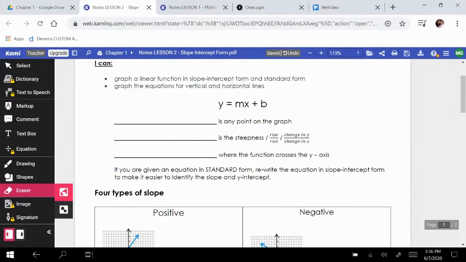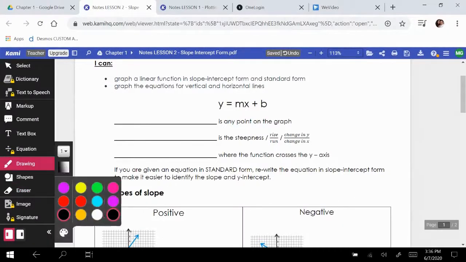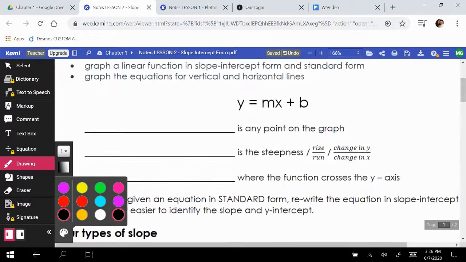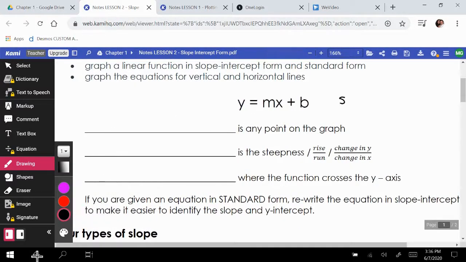Today we're going to talk about graphing linear functions and also graphing vertical and horizontal lines. Let's take a look at this first equation right here, y equals mx plus b. This is known as slope-intercept form. And the reason why is because m represents the slope of a linear function, or a line, and b represents the y-intercept.